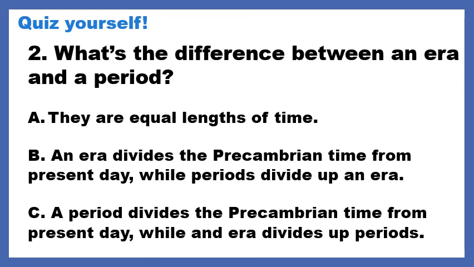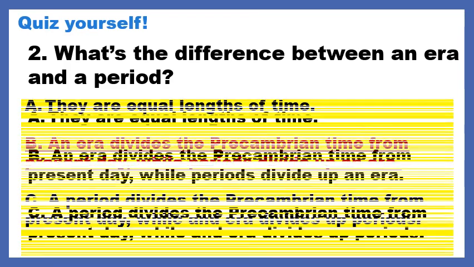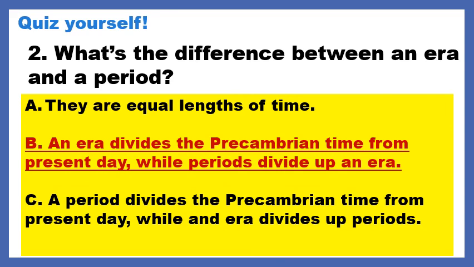5, 4, 3, 2, 1. Hopefully you said B. An era is going to divide up the Precambrian from present day. We learned about 3 today. And within each era, there will be periods dividing up the era further.